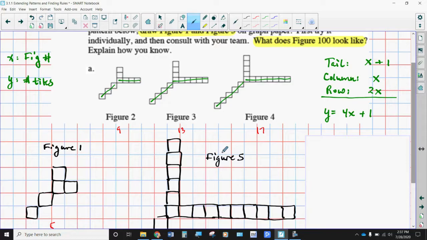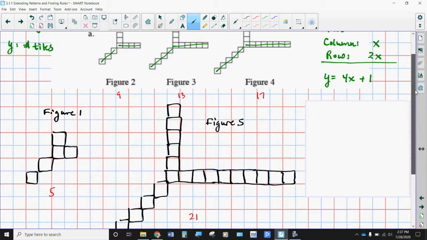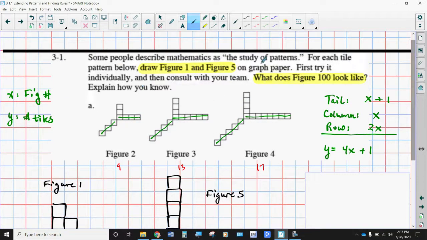So let's take a look at figure 5. That would be 21 tiles, right? Because 4 times 5 is 20 plus 1 is 21. Okay. So here we are taking these abstract pictures of algebra tiles, these figures, and we're noticing a pattern of growth, and we're using those patterns of growth to determine a rule that's going to help us answer this question, or for any figure number.